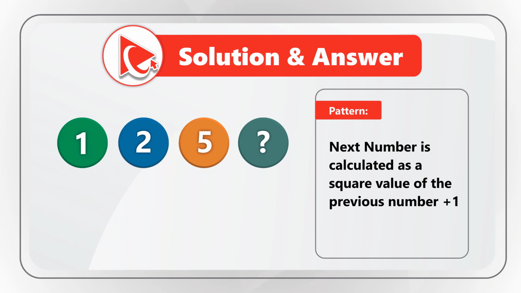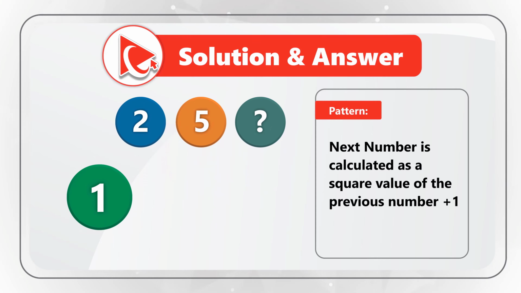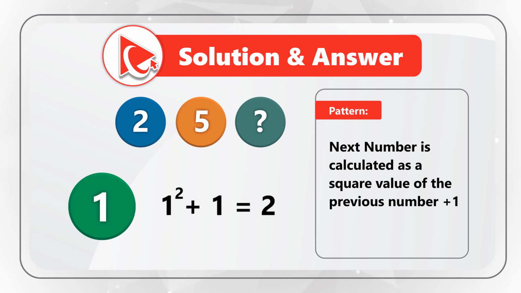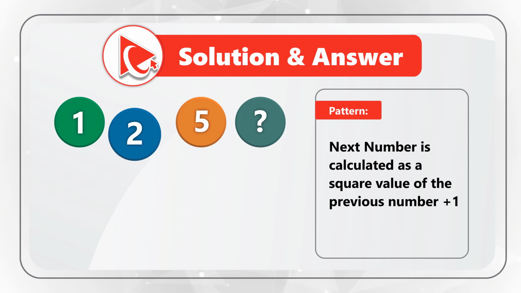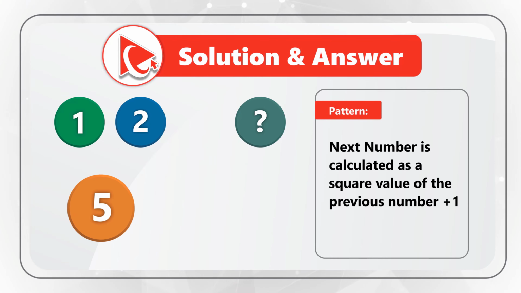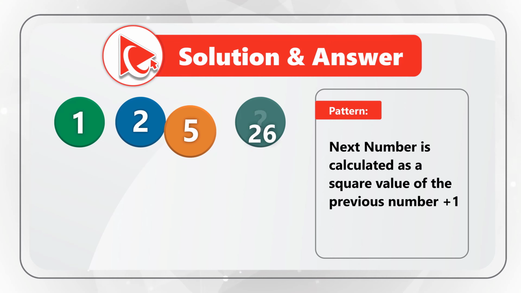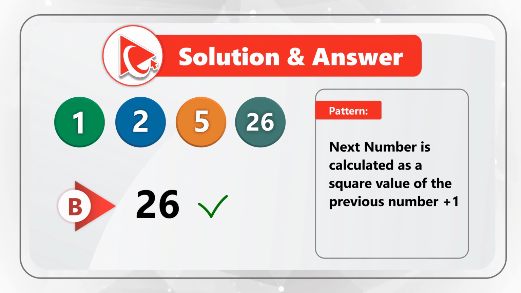Let's look at the example. The first number is given, which is 1. Second number is calculated as 1 squared plus 1 and equals 2. The third number is calculated as 2 squared plus 1 and equals 5, which means that the missing number is calculated as 5 squared, which would be equal to 25, plus 1, which would be equal to 26. So the correct answer here is choice B, 26.